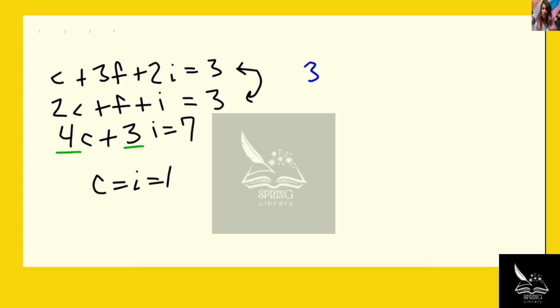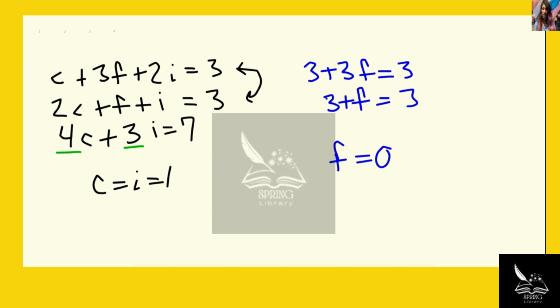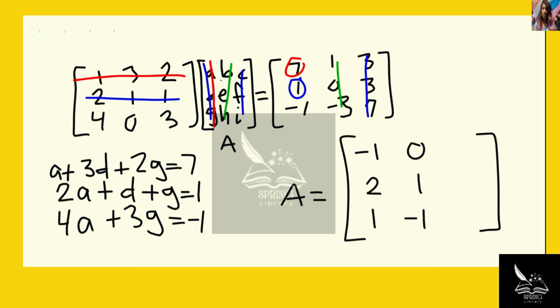And if we put that into these other two equations here, we end up with 3 plus 3F is equal to 3. And then we get that 3 plus F is equal to 3. Well, that can really only happen if F is equal to 0, right? So we get then both C and I were 1 and F is 0. And so that's how we find our matrix A.